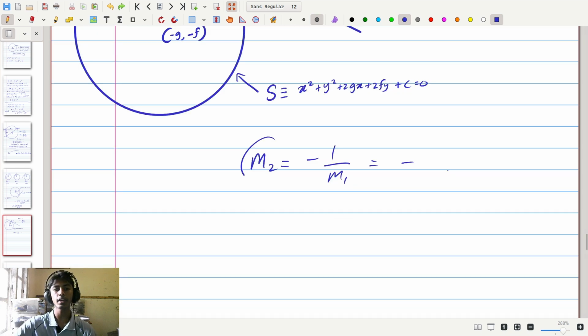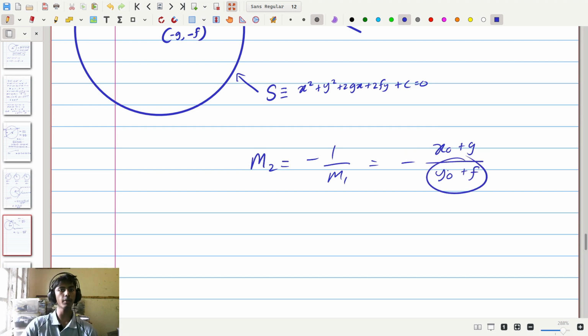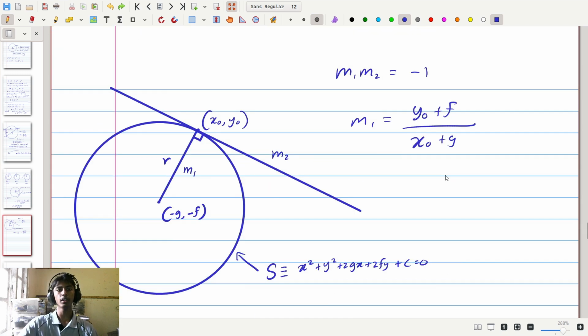Writing that down, m2 is equal to negative (x0 plus g) divided by (y0 plus f). Now let's try and find the equation of this tangent line. To do this, let's consider a random point on this line as (x, y). This is some arbitrary point that's on the tangent line. So now, given this arbitrary point on the tangent line and the other point that we know on the tangent line, we can find the equation of the tangent line.